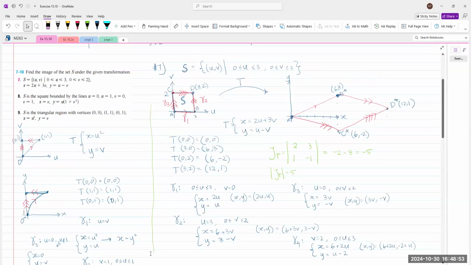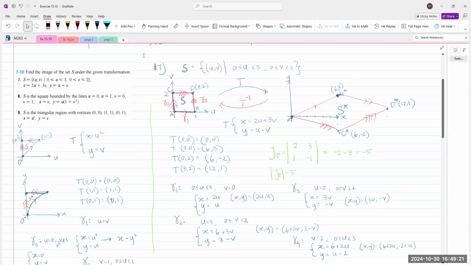Now, if we look back, which one is our S? This is our S, and this is the ugly one, the image. In reality, when we do the integration later on, we should transform from this ugly one and go to the good one. Okay? That's for number 7 and number 9.